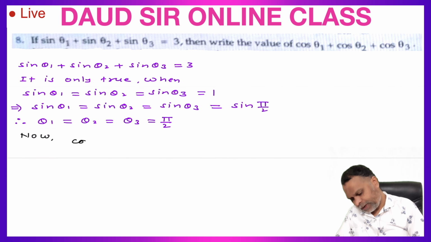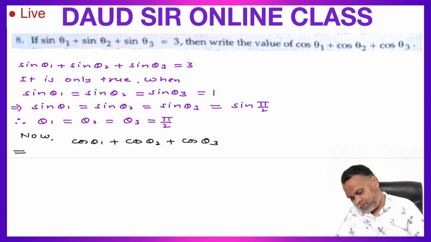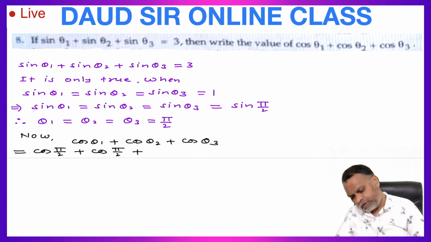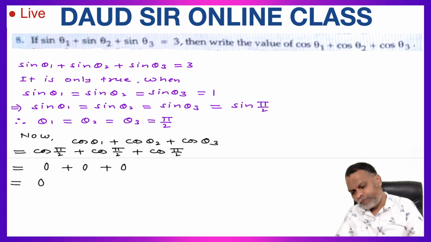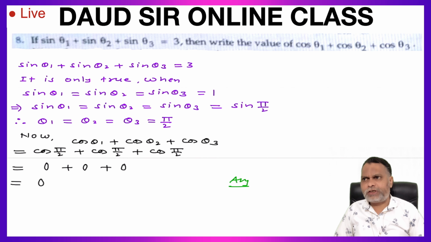There, cos theta 1 plus cos theta 2 plus cos theta 3 is equal to cos pi by 2, theta 1 is equal to pi by 2, plus cos pi by 2, theta 2 is equal to also pi by 2, plus cos theta 3 is equal to pi by 2. And you know the value of cos 90 is 0. This cos 90 is 0 and this cos 90 also 0. 0 plus 0 plus 0, 0 only. So this is the required value of cos theta 1 plus cos theta 2 plus cos theta 3, 0.